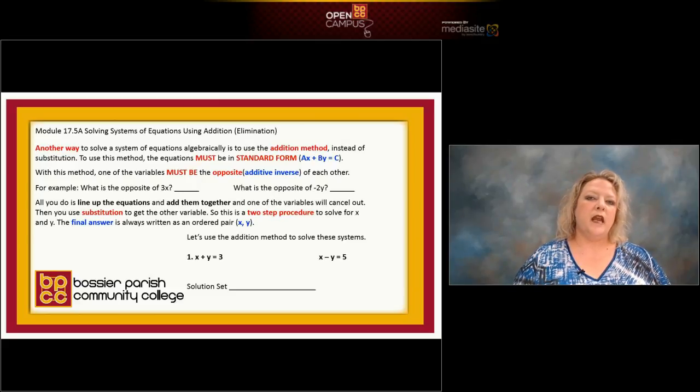So come with me to the board and I'm going to help you get started on this type of solving systems of equations.